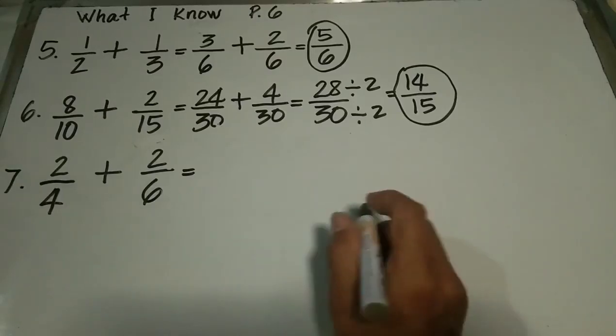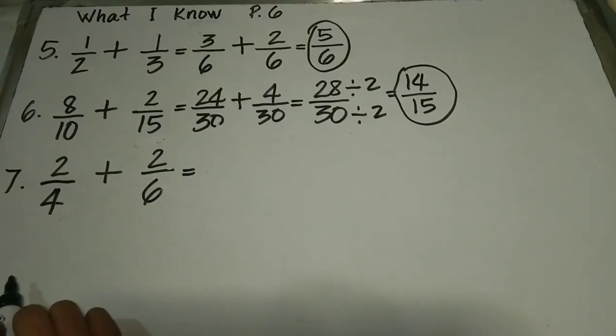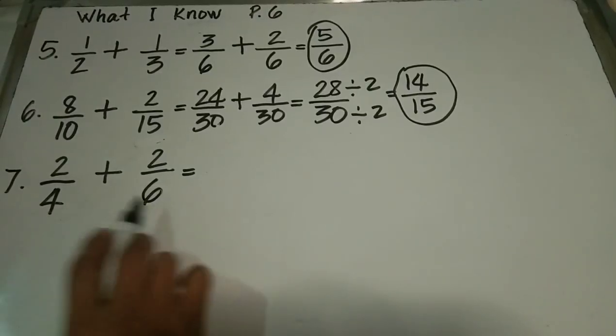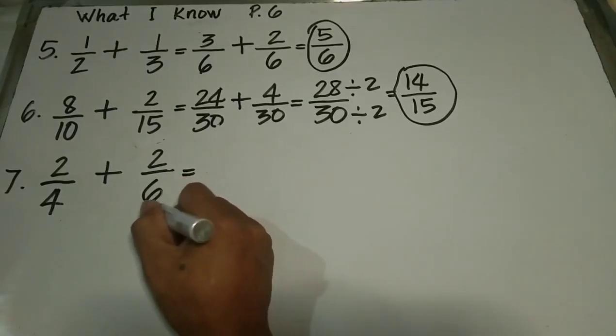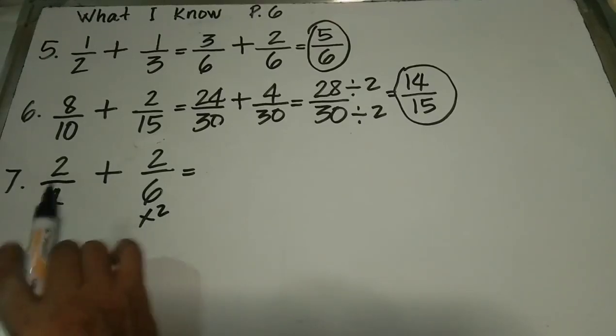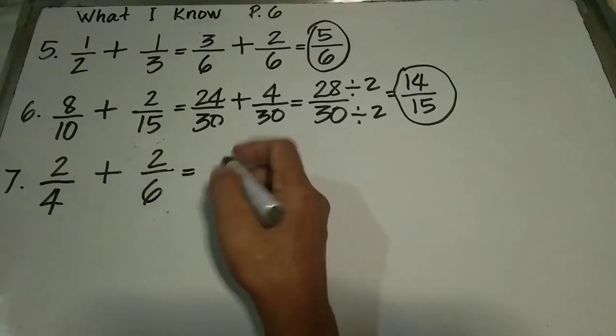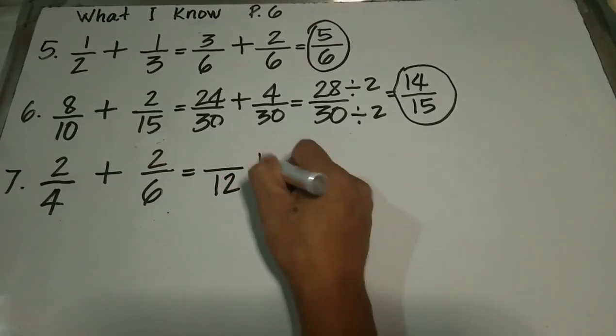So let's go to number 7. 2/4 plus 2/6. Okay. So let's look at the denominators 4 and 6. Can we divide 4 by 6? No. So we will start multiplying it by 2. 6 times 2, we have 12. Can we divide 12 by 4? Yes. So we will stop at 12. 12 will be our LCD.